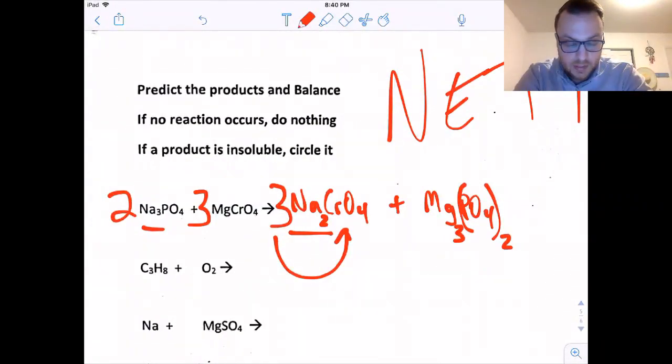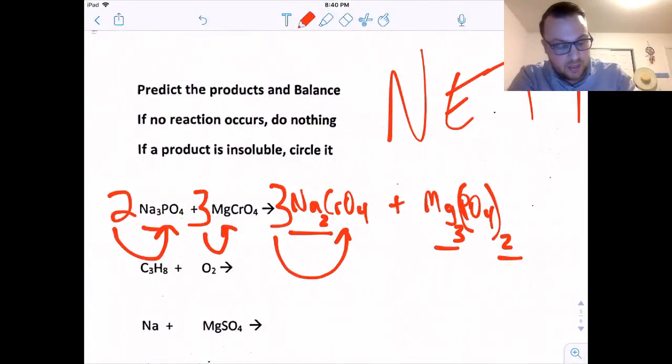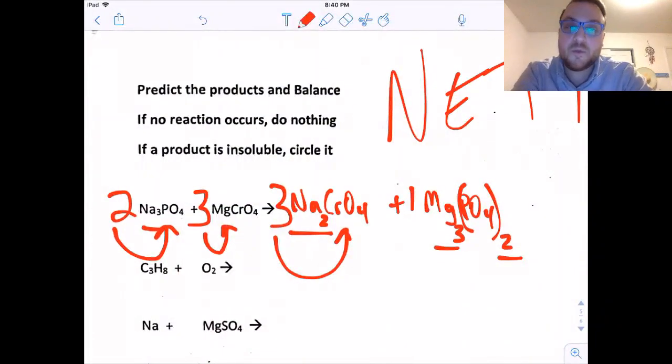And that should be it. So I got 2 phosphates here. I got 2 phosphates there. I got 3 Mg's here. I got 3 Mg's there. Put a 1 there if you want. You don't have to, but you can if it makes you feel good. So, boom. Products, done. Formulas, done.